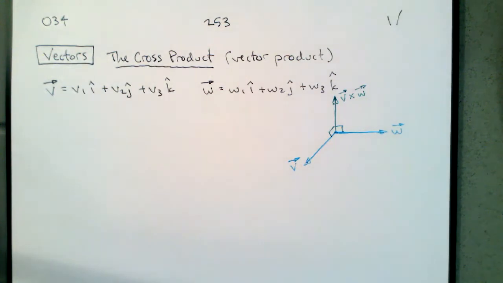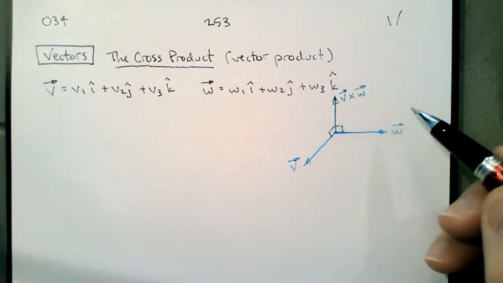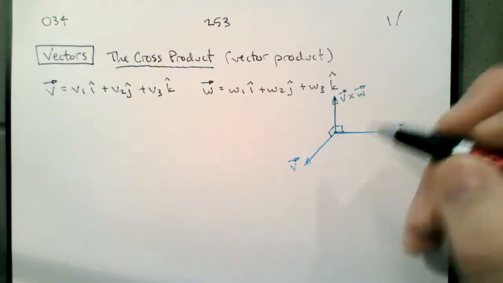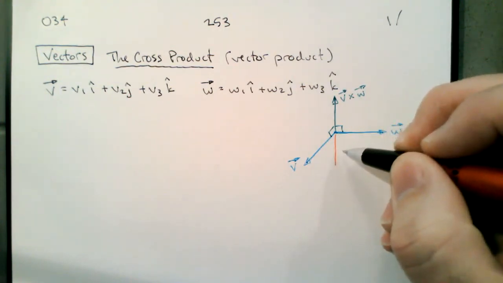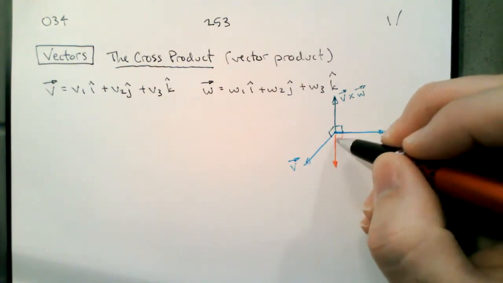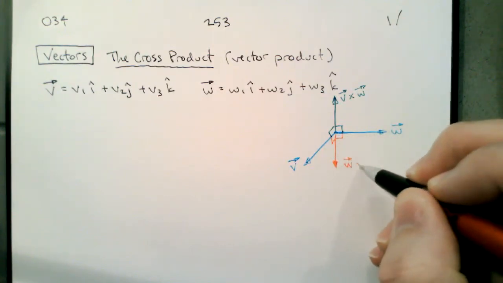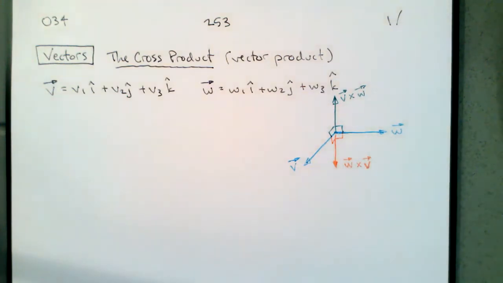So in the other direction, if we change the order of the cross product, if I do w cross v, then we'll have a vector going in the other direction. It is still perpendicular to v and w. But this certainly makes the cross product an interesting thing to call a multiplication.